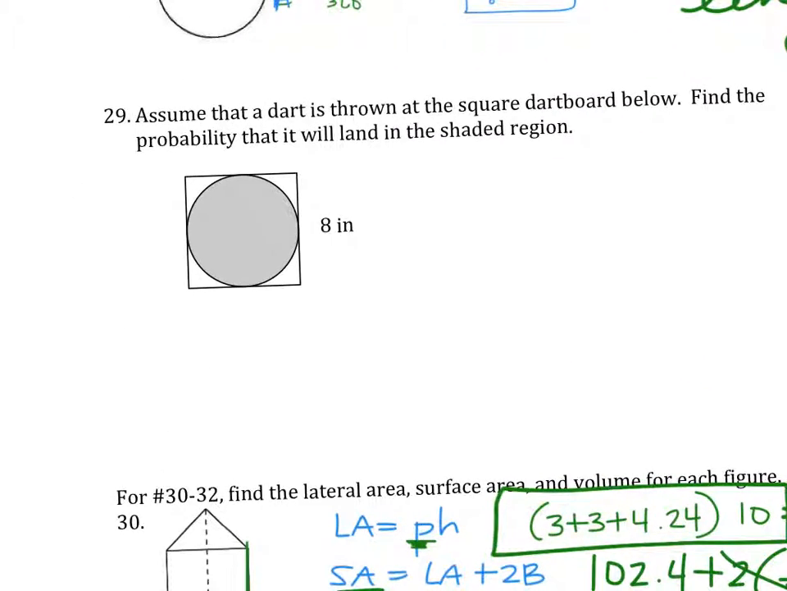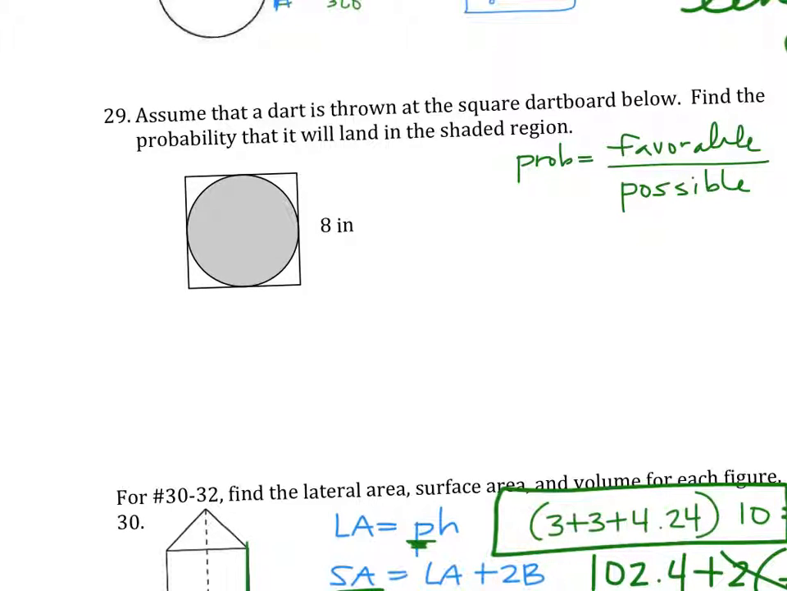29. Yes. Oh my God. Here's another one on your cheat sheet. Maybe you want to write that probability is your favorable over your total possible. Okay. So you're looking for what is the area of the favorable section and what's the area of the total section.